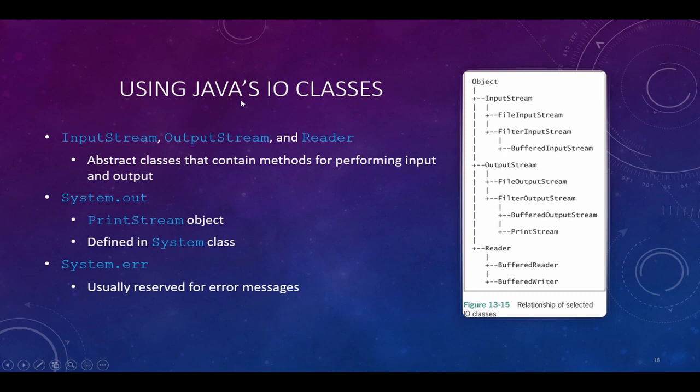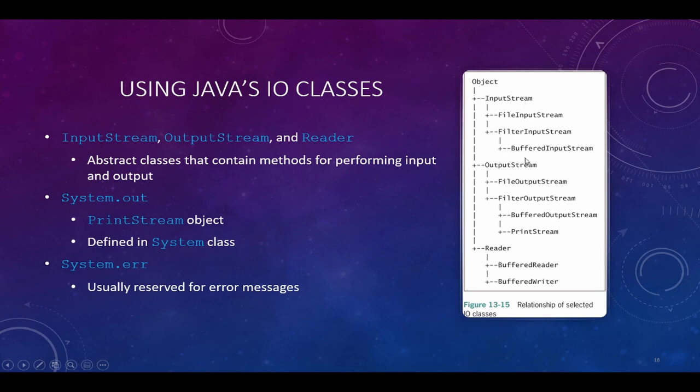Using Java's input-output classes, we have an input stream, an output stream, and a reader. We've used reader a little bit way back in the beginning, but we didn't really talk about the theory and what goes on behind it. These are three abstract classes that contain your methods to do your input and output. We've got our System.out. We've used System.out since day one. It is actually a PrintStream object defined in the System class. We use System.out.print and System.out.println. System.err is typically used for error messages.